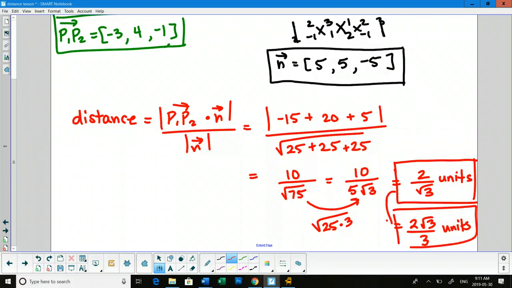So we have to rationalize. Just remember, I'll ask for it in simplest form for sure. You need to be able to go from here to here for sure.